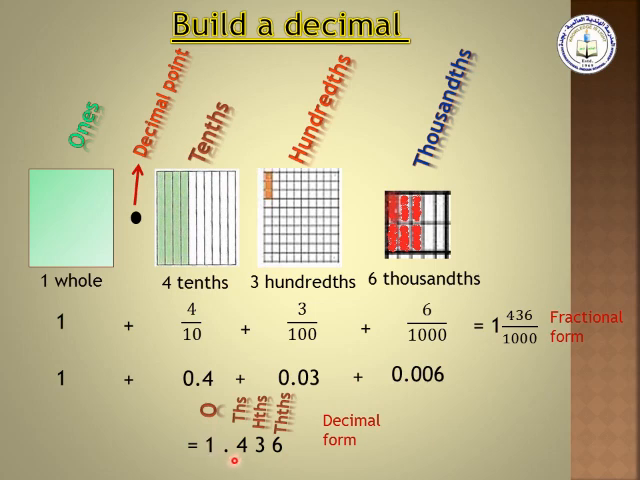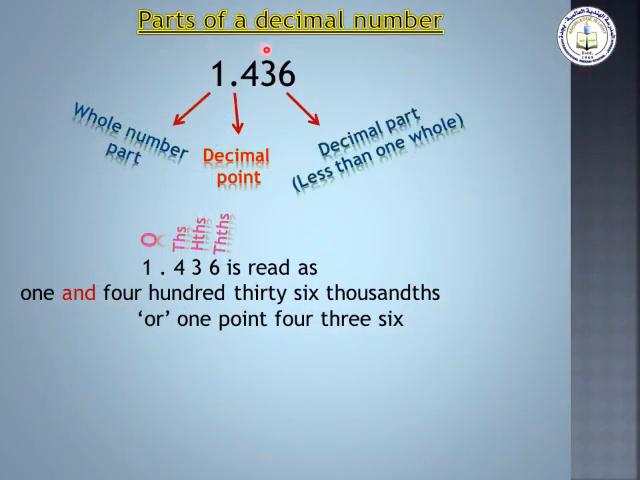Then we can write the decimal number. Ones place 1, after that the decimal point, then tenths place 4, hundredths place 3, and thousandths place 6. So, we got the decimal number 1.436. Parts of a decimal number. In this decimal number, 1 is the whole number part. After that, the decimal point, and the right side of the decimal point is the decimal part. The decimal part is always less than 1 whole. Next, we can read this decimal number.